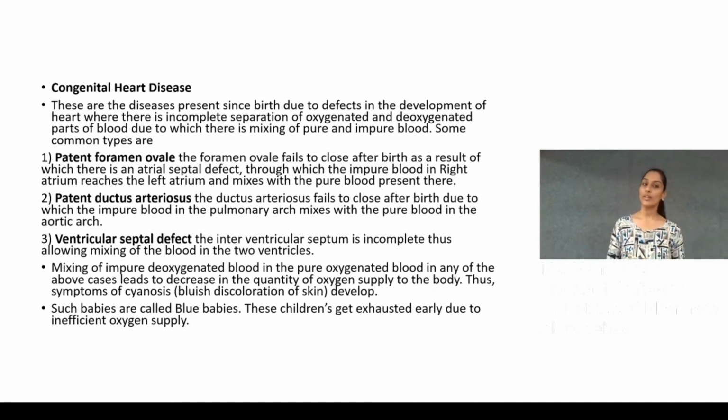Next is congenital heart disease, that is the disease that occurs during birth, that is, defects in the development of the heart during birth. This occurs when there is incomplete separation of oxygenated and deoxygenated parts of blood, due to which there is mixing of pure and impure blood. First is patent foramen ovale, in which the foramen ovale fails to close after birth, as a result of which there is an atrial septal defect through which impure blood in the right atrium reaches the left atrium and mixes with pure blood present there.